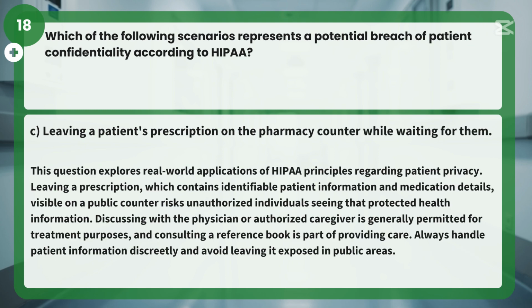Answer: C. Leaving a patient's prescription on the pharmacy counter while waiting for them. This question explores real-world applications of HIPAA principles regarding patient privacy. Leaving a prescription, which contains identifiable patient information and medication details, visible on a public counter risks unauthorized individuals seeing that protected health information. Discussing with the physician or authorized caregiver is generally permitted for treatment purposes, and consulting a reference book is part of providing care. Always handle patient information discreetly and avoid leaving it exposed in public areas.